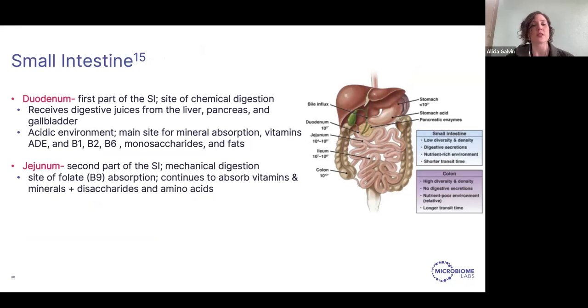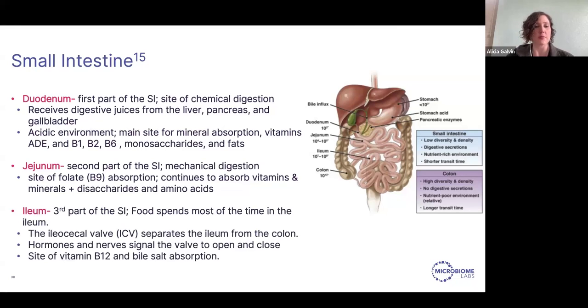And so it's a little bit more acidic, but we also have a lot of mineral absorption. I put some of the vitamins and minerals there for you. So you can think about if someone's deficient in any of these, what might be going on with their small intestine. The jejunum is that second part. There's some mechanical digestion that occurs there, and it's where you have folate absorption, and you continue to absorb a lot of your vitamins and minerals.